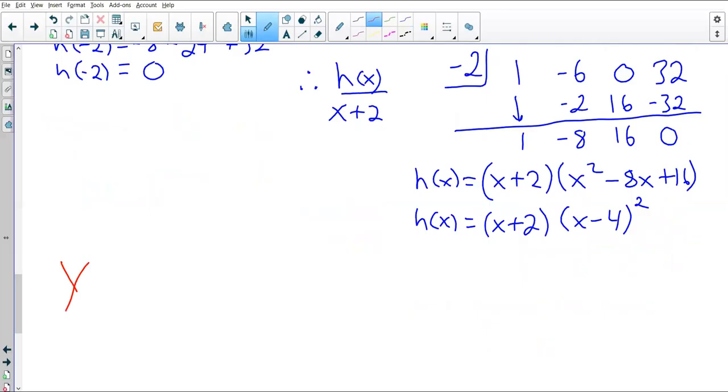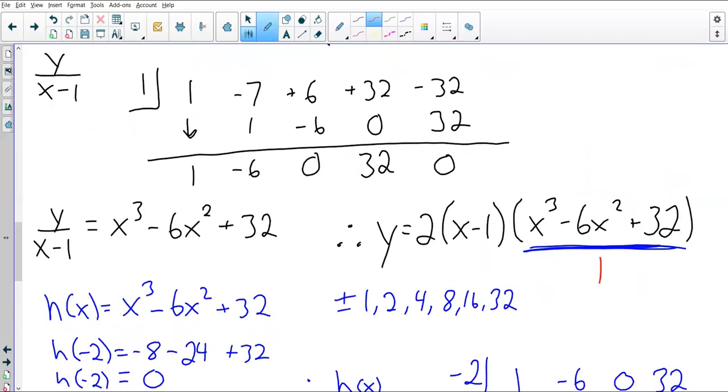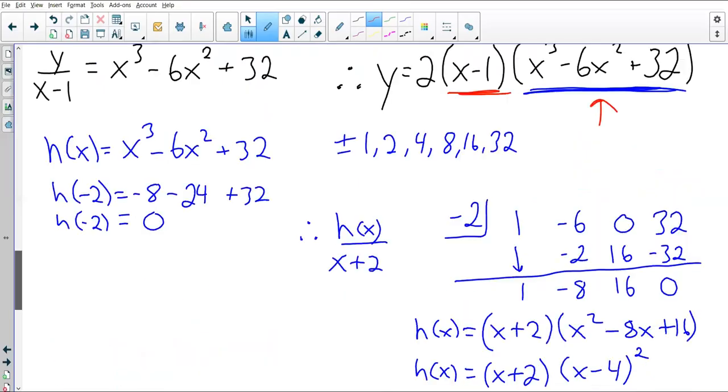So what I have, I can say that y is equal to, I'll start off with these terms. I'll put the 2 in there because we know there's going to be a 2. So then I'll grab the terms from the h of x. Okay, and then if we slide back up, remember that's what we called h of x. I still need to have that factor of x minus 1.